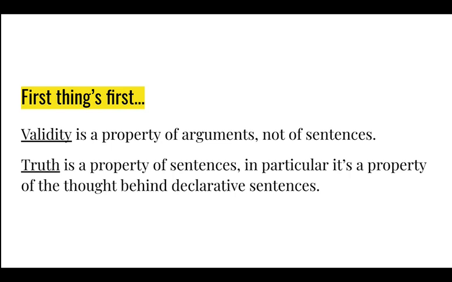Like, you can't say the question is true. What if you were to ask someone, hey, what time is it? And they were to say false. That wouldn't really make sense, right? So it turns out that sentences that describe some set of affairs, in other words, declarative sentences, are the only ones that you can appropriately label true or false. So right off the bat, validity and truth are different, right? They apply to different things, one to arguments and the other to a particular type of sentence.